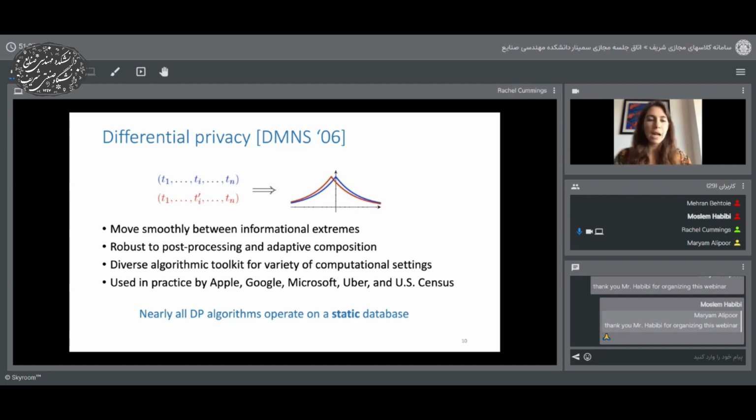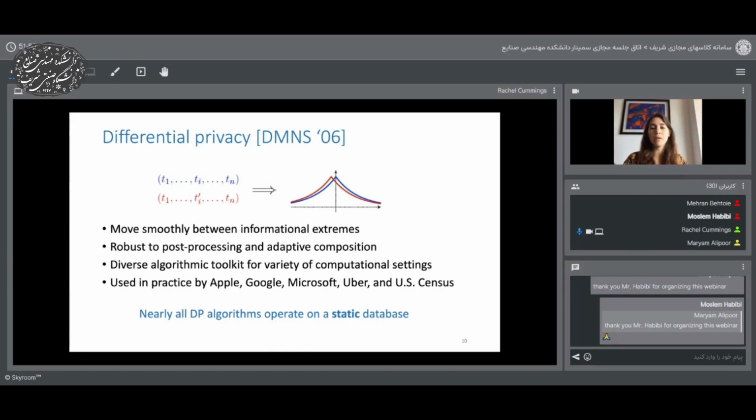And one thing that is missing, and it'll be the focus of this talk, is that nearly all differentially private algorithms operate on a static database. This says, I'm going to collect my data once, I'm then going to analyze it as much as I want, publish the results, and I'm done.